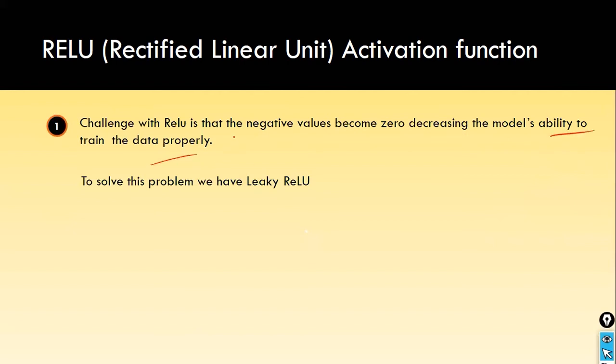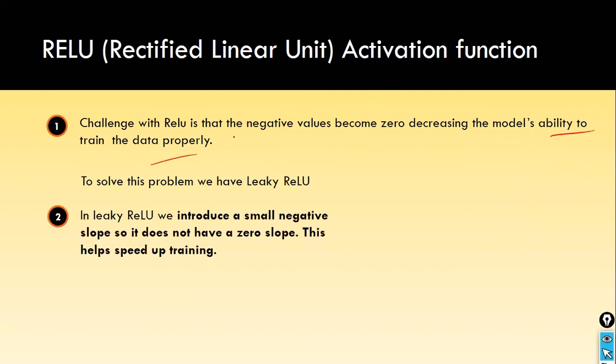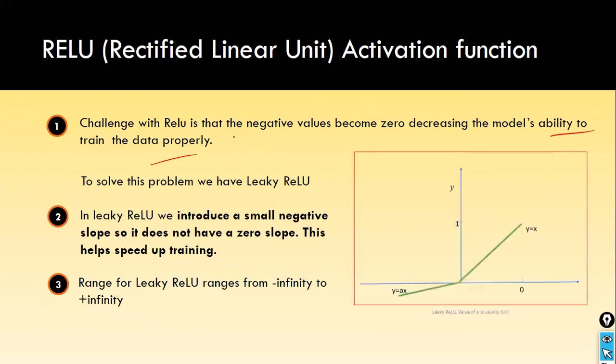To solve this, there is something else called leaky ReLU. In the case of leaky ReLU, it introduces a small negative slope, so it does not have a 0 slope. This helps speed up the training. The range for leaky ReLU is from minus infinity to plus infinity. In the previous case, in the case of ReLU, it is 0 to infinity, but here it is minus infinity to plus infinity, for leaky ReLU. Look here, it introduces a small negative slope.